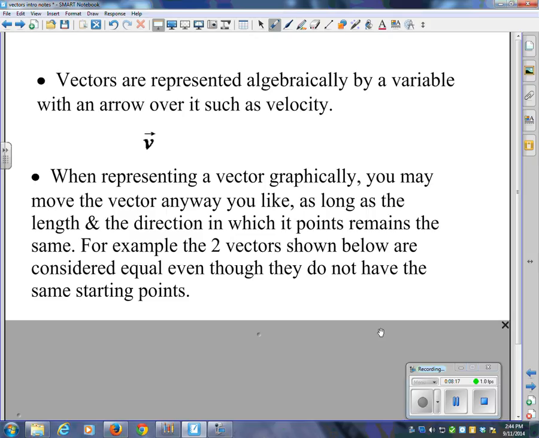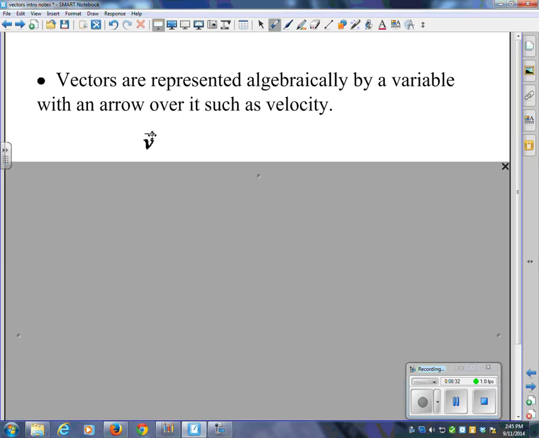Vectors are represented algebraically by a variable with an arrow over it, such as a velocity. Again, you don't need to write every word down. Summarize it. Okay? If you see something like this in a book, a little V with an arrow over it, that's a vector. When you're handwriting them, it's just V with sort of a half arrow. Could be A with a half arrow for acceleration. In the old days before desktop publishing, they just put things in italics and bold to make it look like a vector.